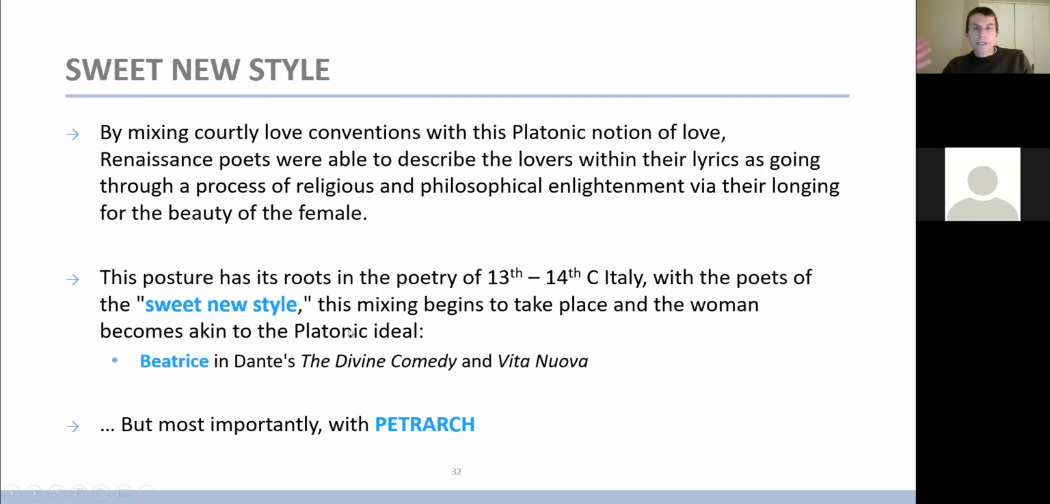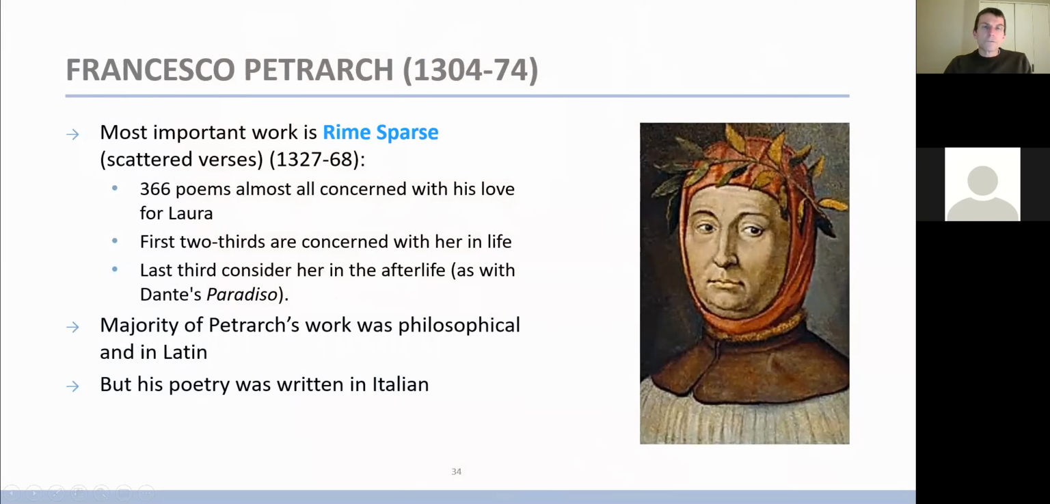This manifests itself in authors such as Dante in his Vita Nuova, where he's worshiping Beatrice. In the Divine Comedy, it's just brilliant, where he meets Beatrice at the end of the Purgatorio, and she guides him through paradise. And then also, importantly for the sonnets, Petrarch. His important work there, in the 14th century, called Rima Sparsa, has 366 poems, almost all concerned with his love for Laura, the first two-thirds of her in life, and the last third after death.